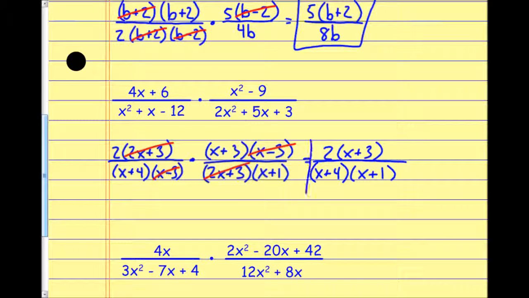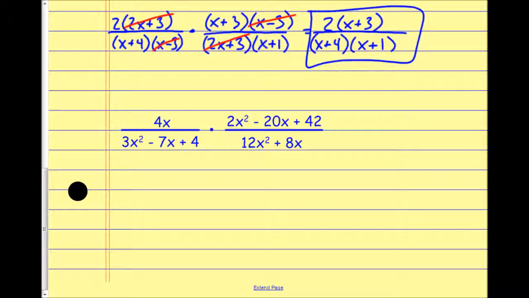Last one here. Again, I want to factor it completely. This numerator is already factored as a 4 times an x. This denominator, again, take it off to the side if you need to. You do the 3x squared minus 7x plus 4. Trying to do factoring by grouping within the confines of that problem is going to be very difficult.